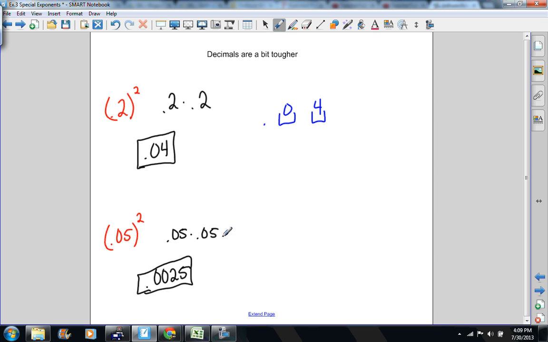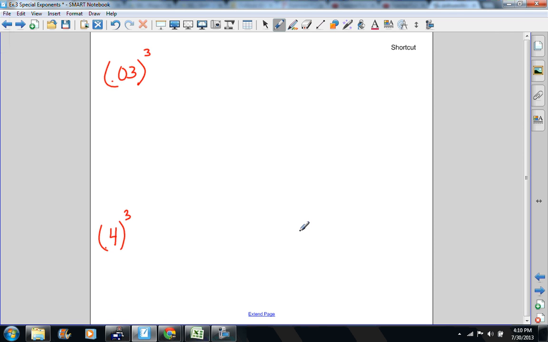Down on the bottom, I know that's 2 decimal places squared, so there'll be 4 decimal places. So there's the dot, 1, 2, 3, 4. I know that 5 times 5 is 25, so that goes as far to the right as possible. And now there's 2 decimal places like that. Okay? That's a shortcut that I like, not mandatory though. So for these problems, I'm going to show you the shortcut because I already showed you the longer way.